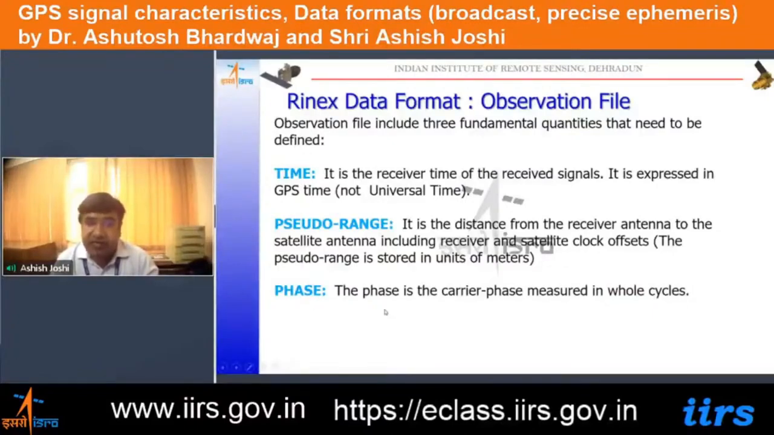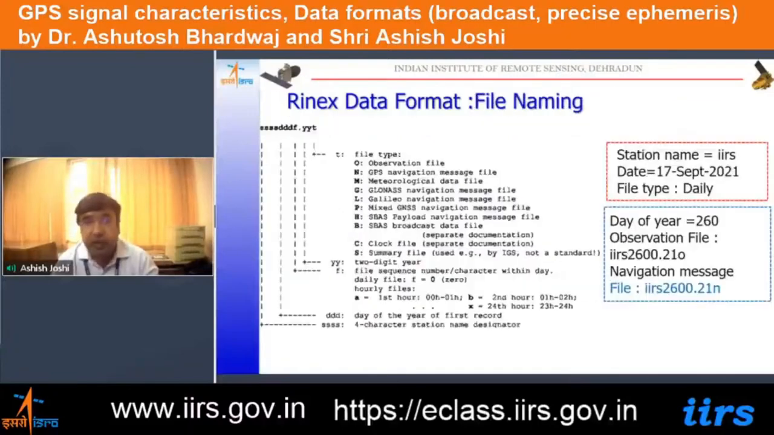And the phase is the carrier phase measured in whole cycles. So basically in the observation file, we have the three fundamental quantities: the time, second the pseudo range, and third the phase. First we will look at how the RINEX file format looks like. So how to name the RINEX file.